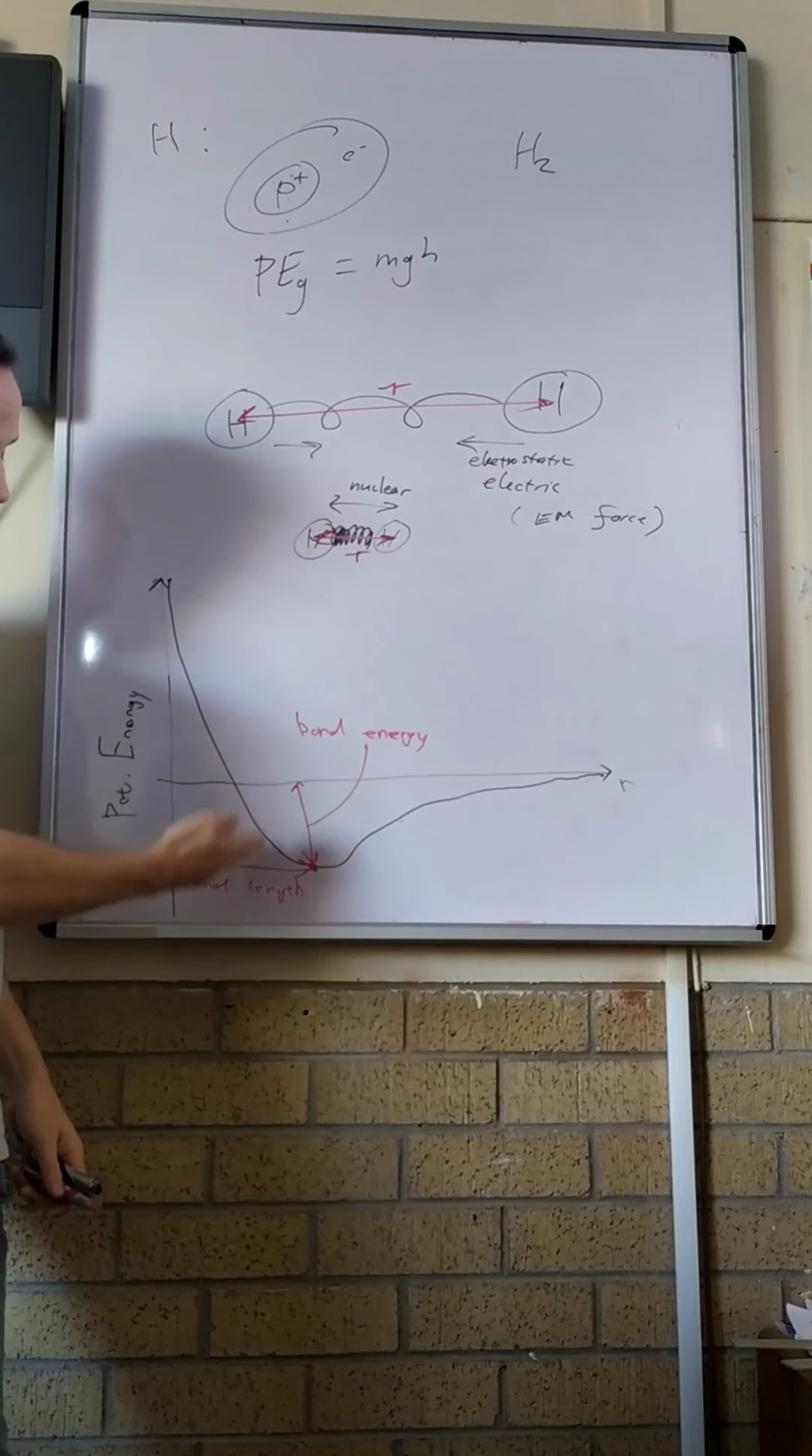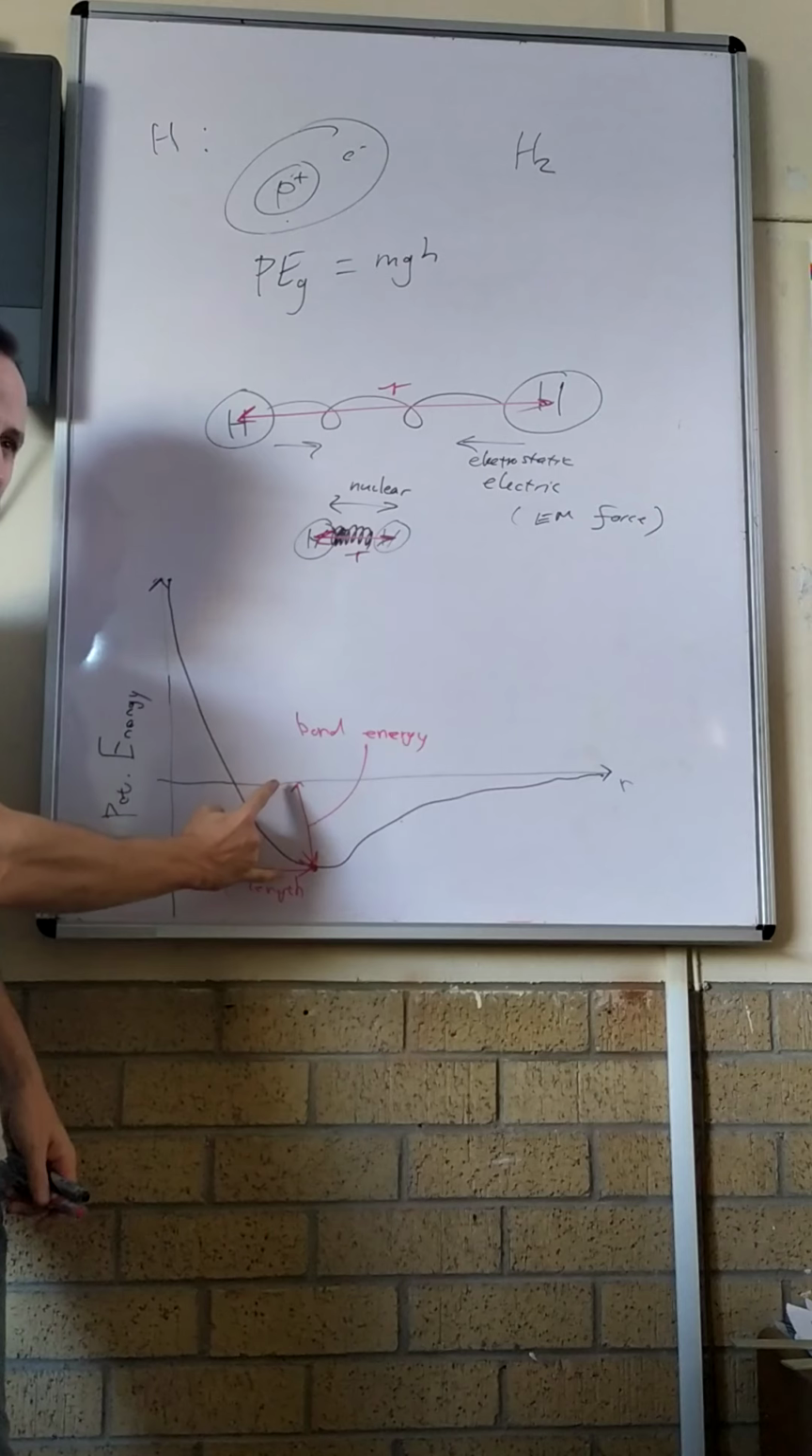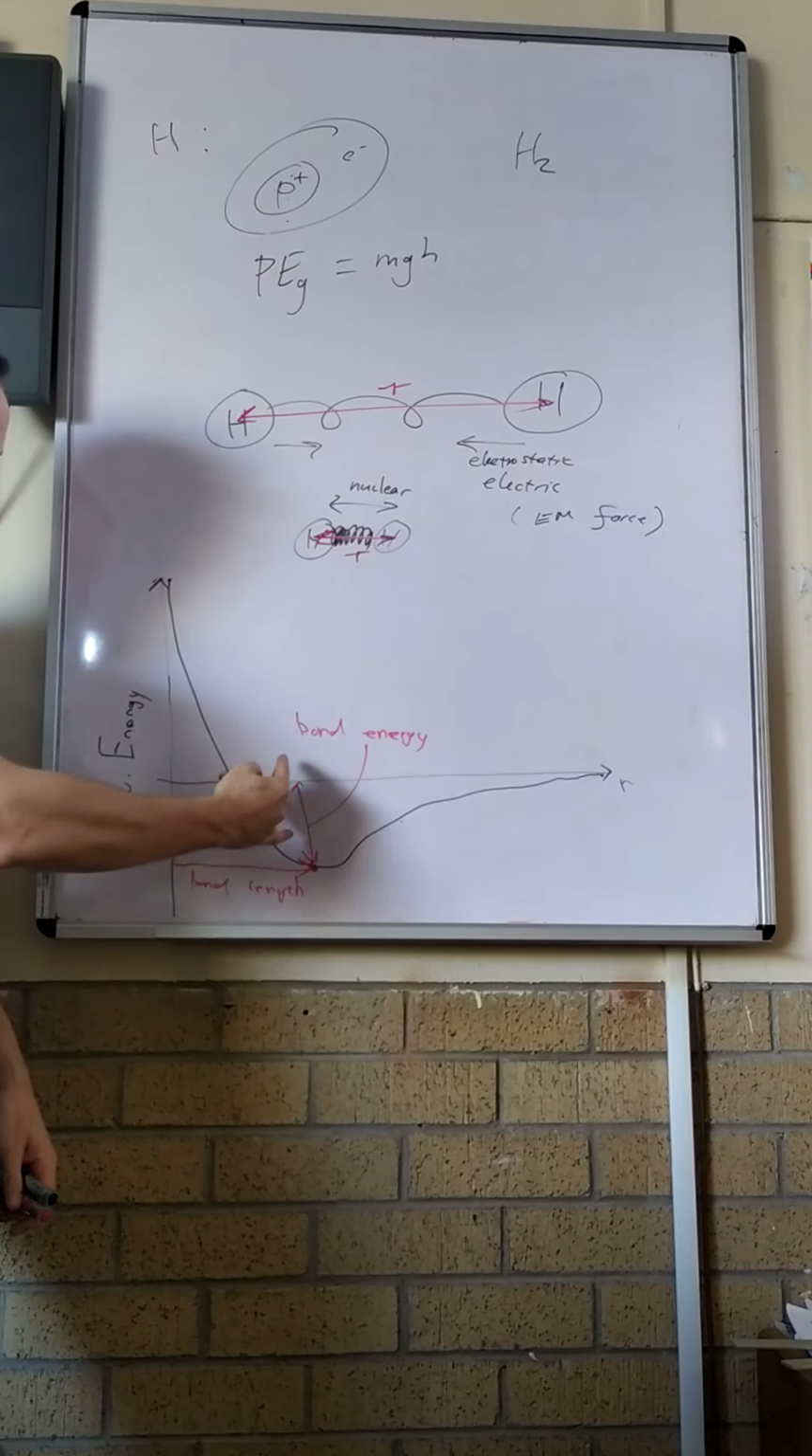Okay. Now, bond length, bond energy. Does it make sense why it's called the bond energy? Because this is the energy we're measuring here. So the amount you need for a bond is this.